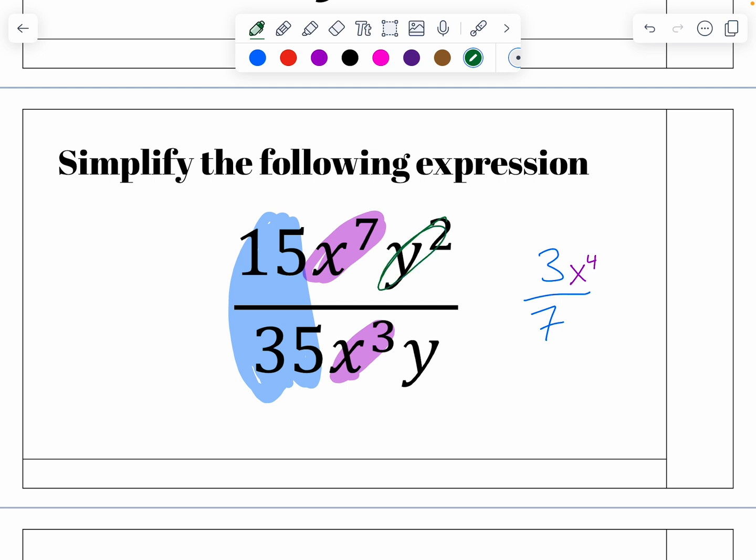Same kind of reasoning for the y's. Ooh, that's not a highlighter. There's the highlighter. We have y squared on top and y to the first down on bottom. So I can get rid of the one that's down on the bottom, and I'll be left with 1 up on top. I didn't make this fraction bar long enough, but that's okay. So that's all we're doing when we're simplifying, is we're trying to get rid of things that we have too much of.